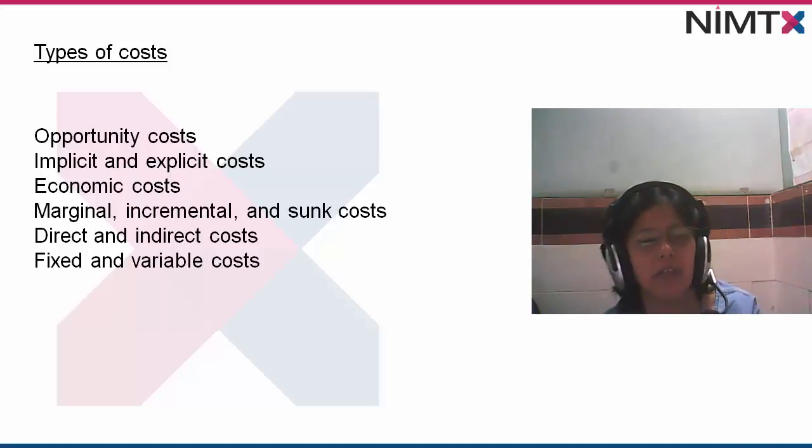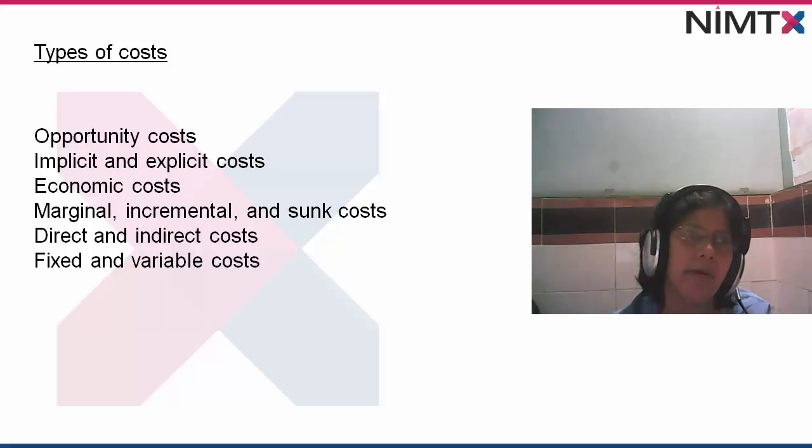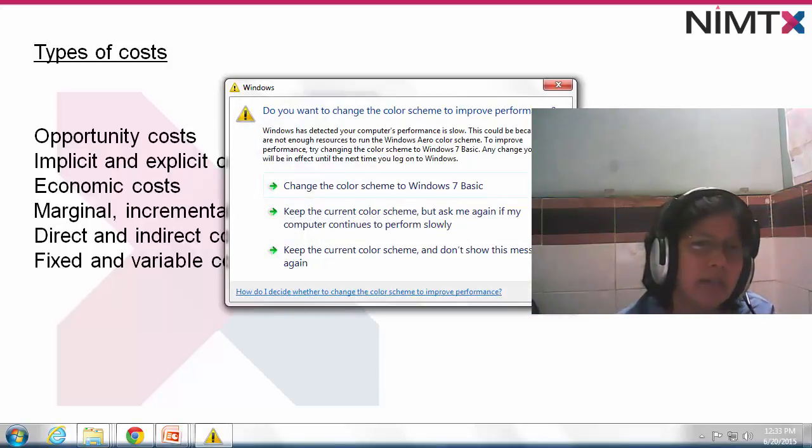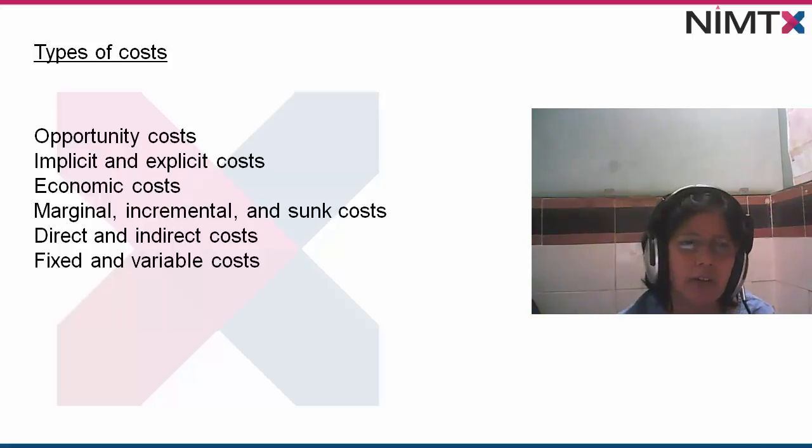And now we are studying direct and indirect costs. Direct costs are those costs which can be directly associated with the production of the product, such as our raw material, labor, machine, import time. These are called direct costs. And indirect costs are those costs which are not directly involved in our production.